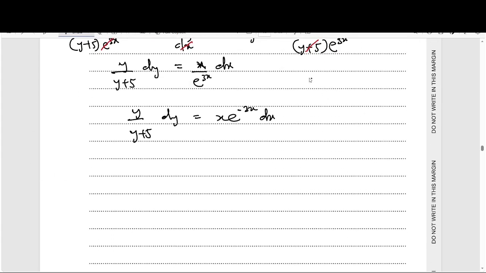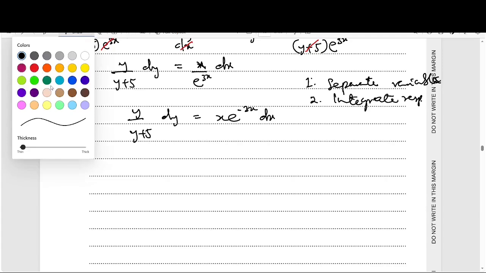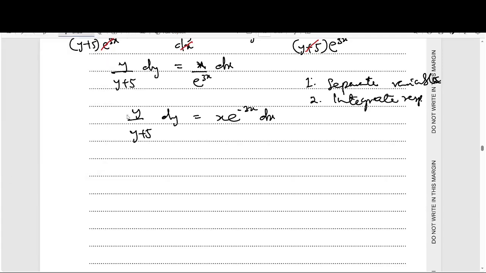The first step is to separate the variables, and by that we mean let the x term go to one side and the y term to the other side. And number 2 is to integrate respectively. By respectively, I mean that we integrate the left hand side with respect to y, and the right hand side with respect to x. These are two different functions, and they require different methods of integration.